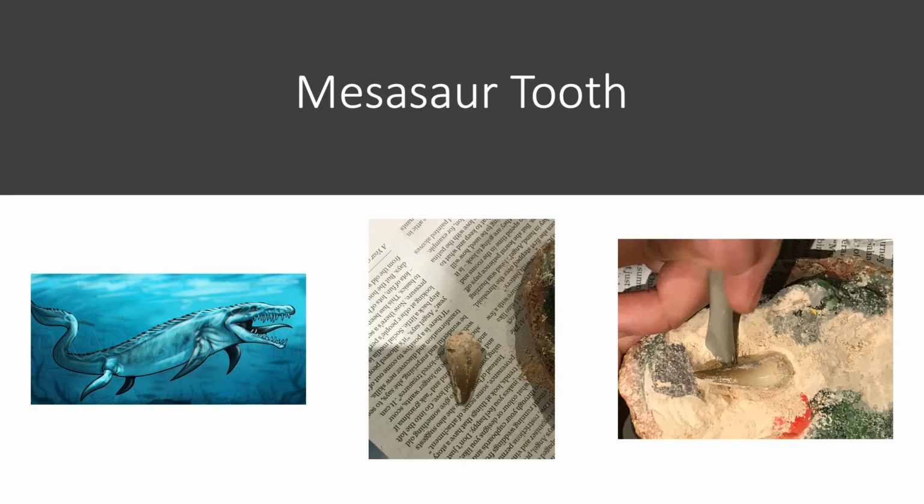The first fossil I discovered is a mesosaur tooth. Mesosaurs were water lizards that lived around 80 million years ago. Although they lived in the water, they breathed air like our reptiles today. They were powerful swimmers, and scientists think that they were ambush predators.